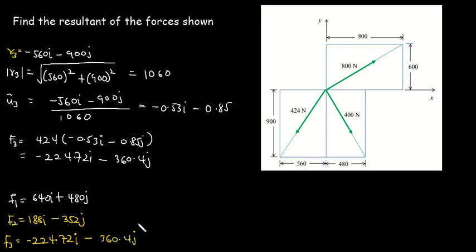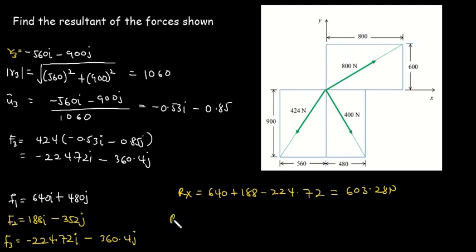So we are going to add all these components wise. Let's add all the x components to get the x component for the resultant force. So we're going to have Rx equal to 640 plus 188 minus 224.72. So let's see what you're going to get. 640 plus 188 minus 224.72 will give us a value of 603.28 newtons for the x component.